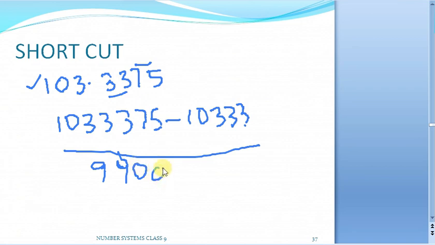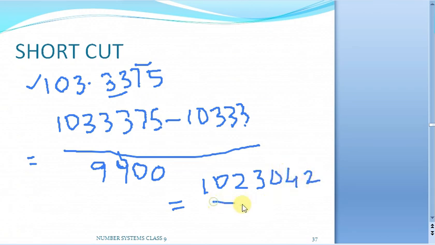Okay, and that will be equal to 1023042. Just do the subtraction part, you will get the same thing in the numerator, 42 divided by 9900. So just take it to the simplest form later by cancelling it in two tables.